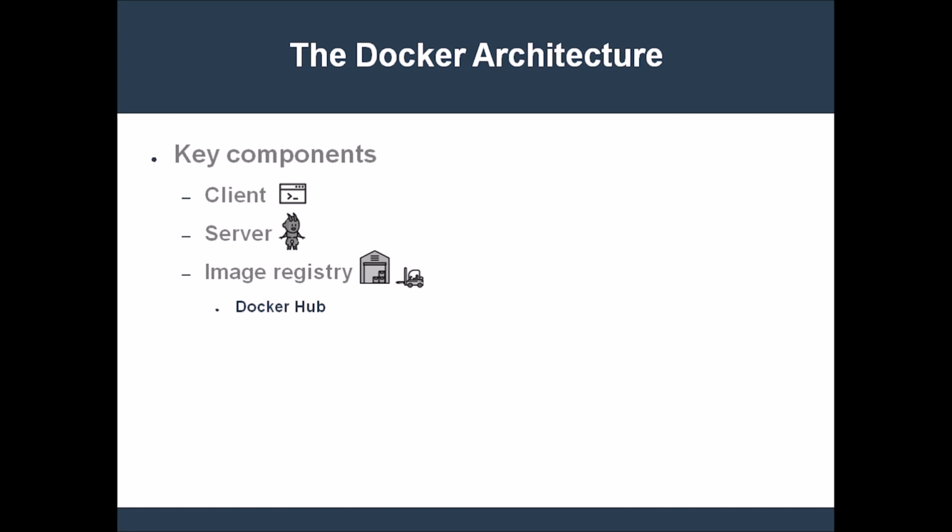But there are other container registries, such as Quay and Google Container Registry. But you don't have to store your images in a public registry. If you're working on something proprietary, you can store your images in a private registry. Companies like Docker and Google will host a private registry for you for a fee. Alternatively, you can run a private registry on your local network. That covers the Docker architecture.